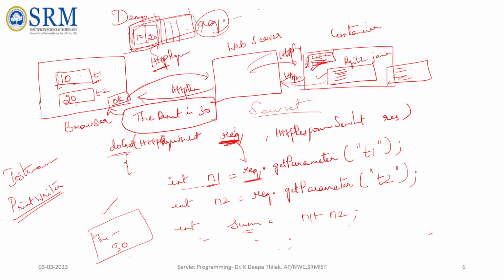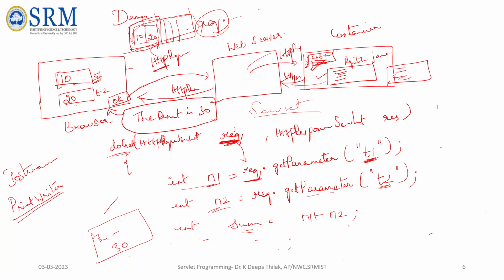So I use request.getParameter. It is camel case here, so g is small and P is capital. So getParameter("t1"). This t1 is the name which is in the form element, and these two will be passed whenever this HTTP request is sent. So from that I can understand what t1 is. Similarly, for the second argument I am getting t2.